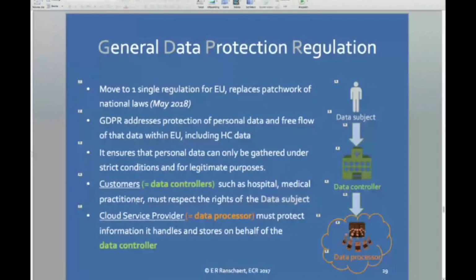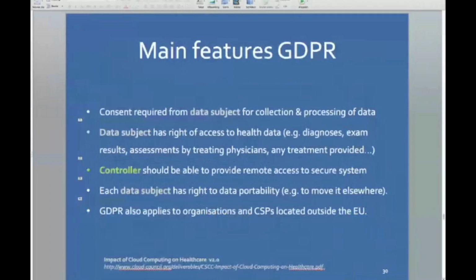The customers, which are the data controllers and thus the hospitals or the medical practitioners, must respect the rights of the data subject, which is the patient. And the cloud service provider, or the data processor, must protect information it handles and stores on behalf of the data controllers. So this is, in rough lines, what the GDPR is about.